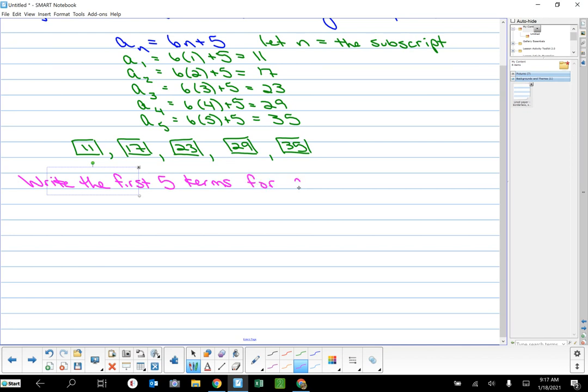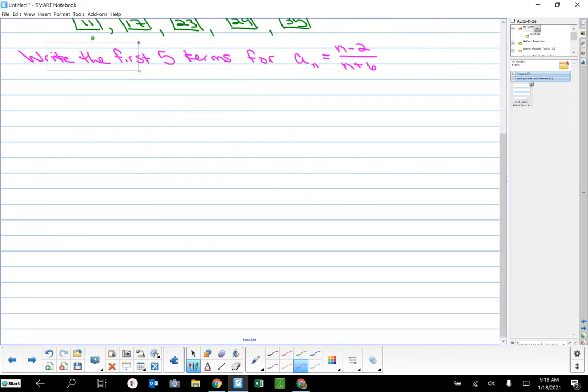For a sub n is equal to n minus 2 over n plus 6. So these can be fractions. They can have exponents. They can have negative exponents. They'll have all sorts of things. So I'm going to do a few examples here to get you started so you can see the different types of things that they can look like. And then we'll go from there.